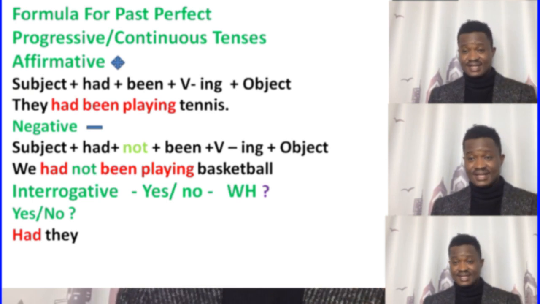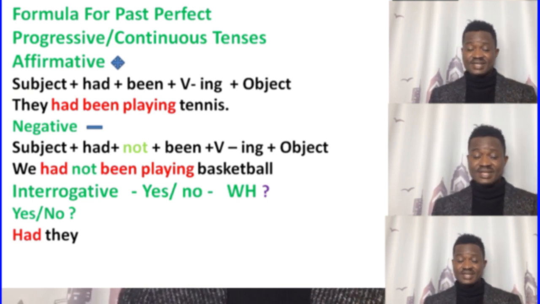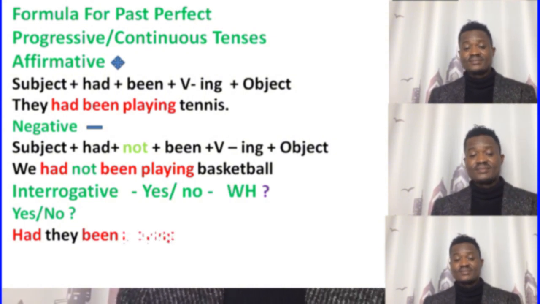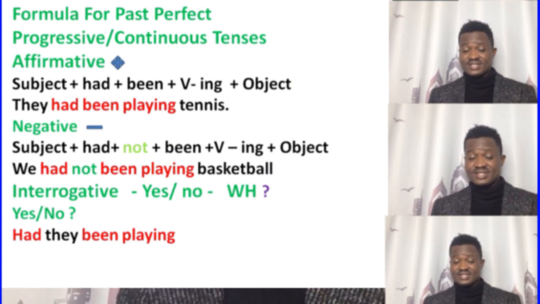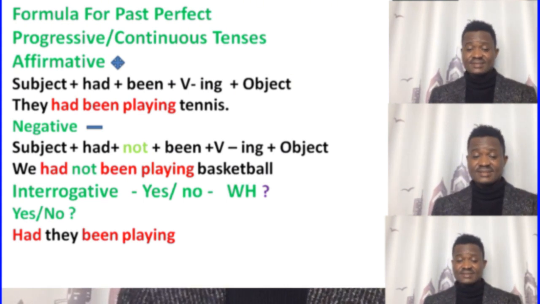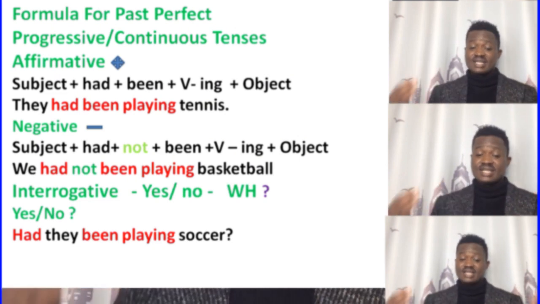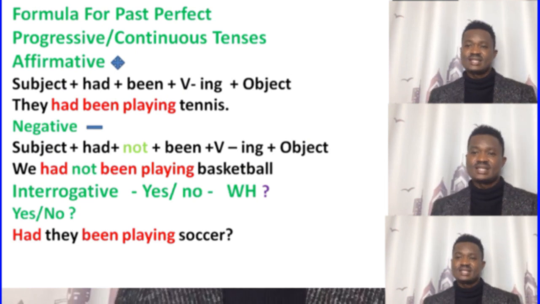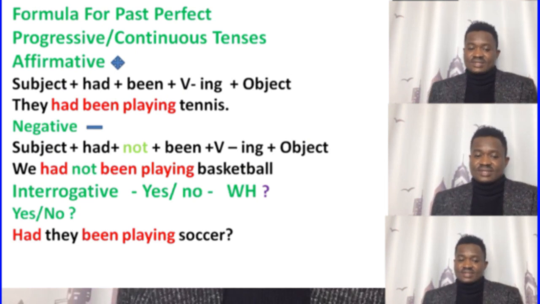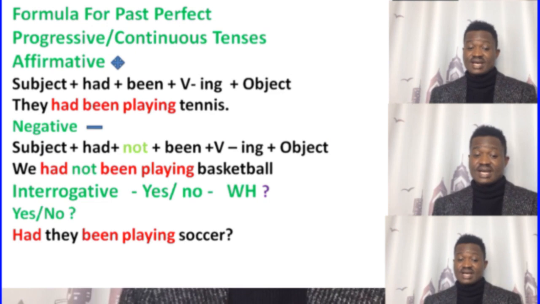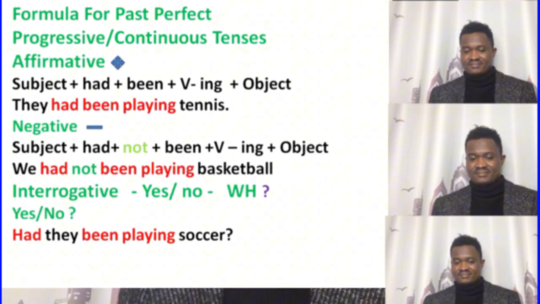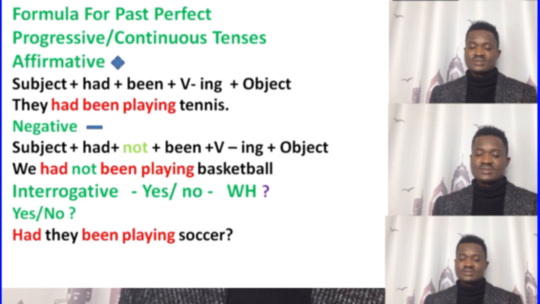So had, they. Had is an auxiliary verb. They is a subject. Been, a state of being. Playing, that's a verb-ing, a continuous tense. Soccer. All right, so you've got to say, had they been playing soccer? Had they been playing soccer? So there is the yes and no question. Had they been playing soccer? All right. Okay, let's go to the WH question.